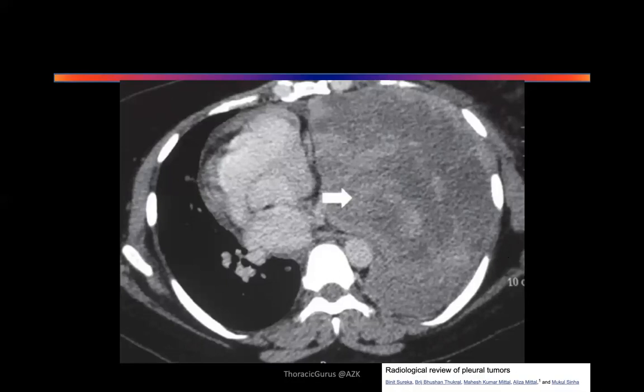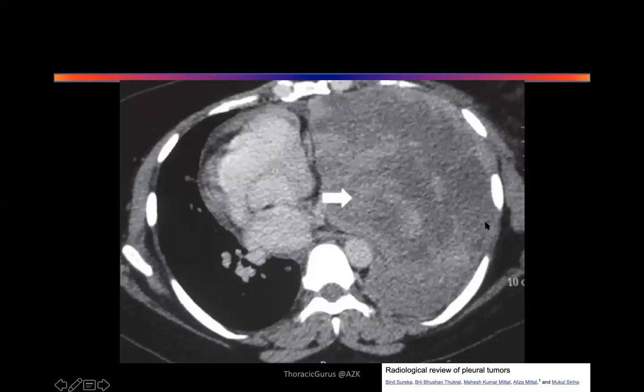Something occupying the whole chest. What is more like pleuropulmonary blastoma, kind of malignant? Very good. So it probably is a pleural tumor. Malignant mesothelioma. Something that occupies the whole chest usually is a pleural malignancy. Most likely it could be an SFT undergoing a malignant change.